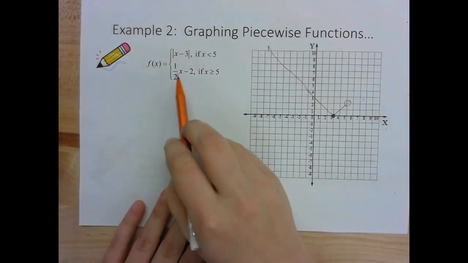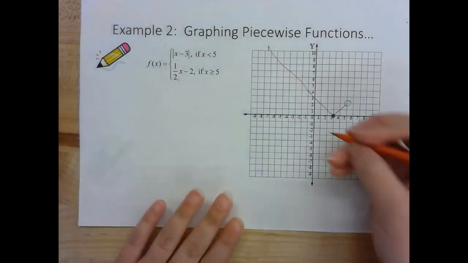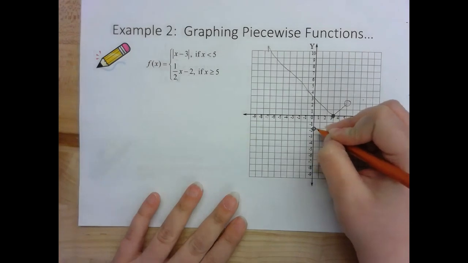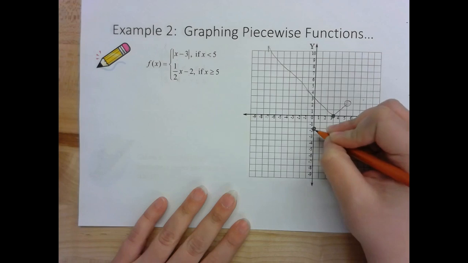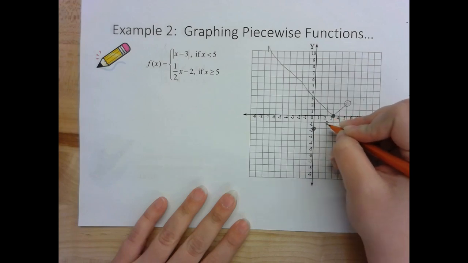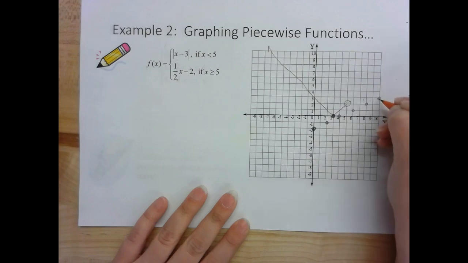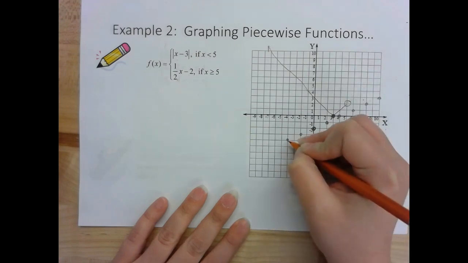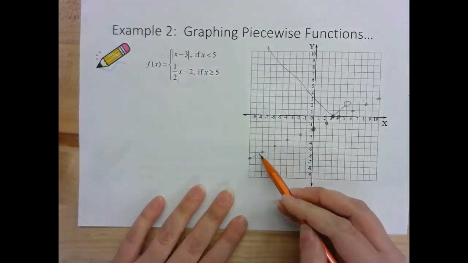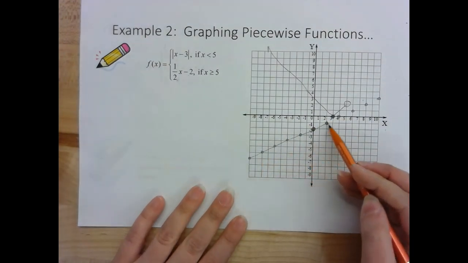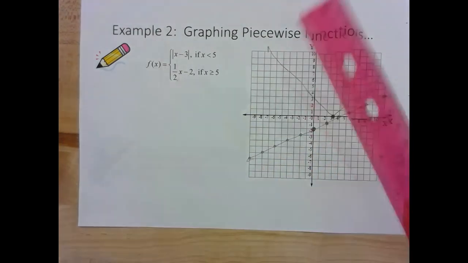Now, let's graph the other piece of my function. I have 1/2 x minus 2. So I would be starting at -2. I'm going to go up 1 over 2 for my slope. Up 1 over 2. Up 1 over 2. Connect them to the best of my ability. There we go.